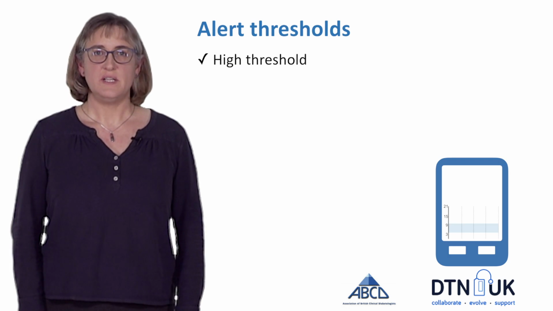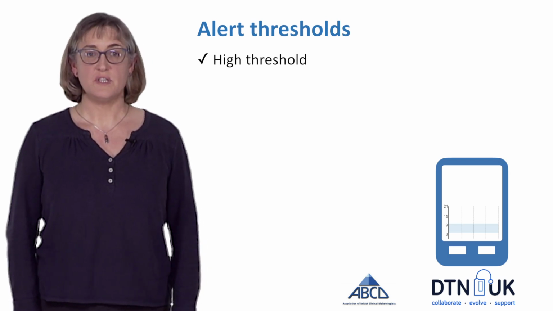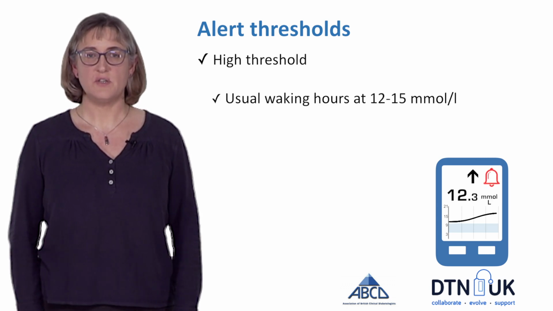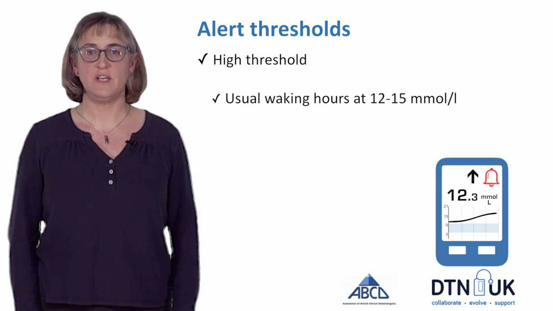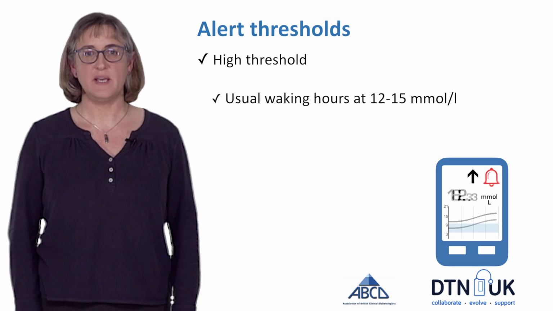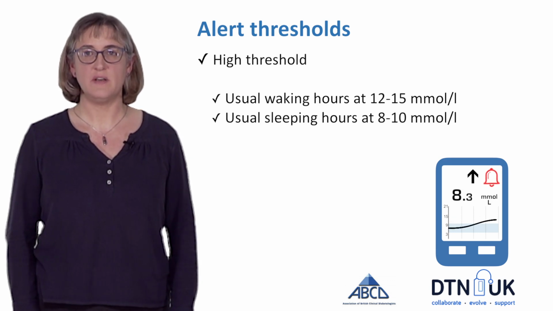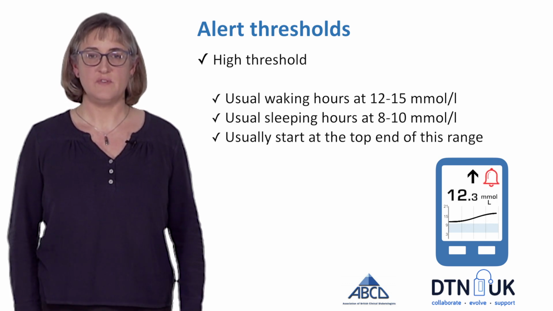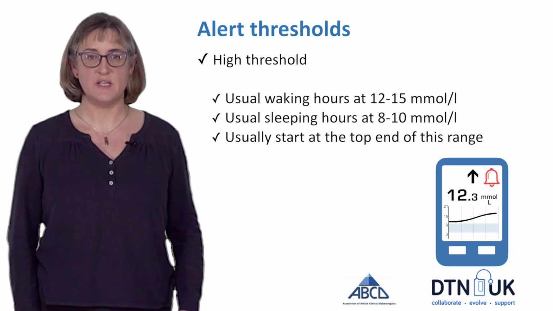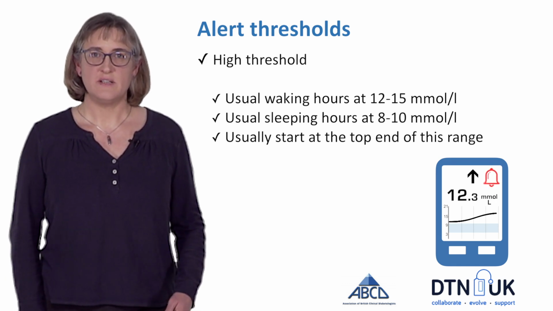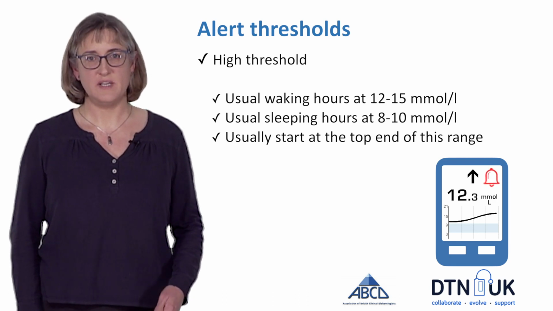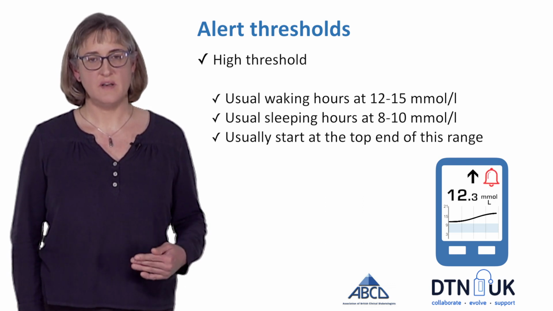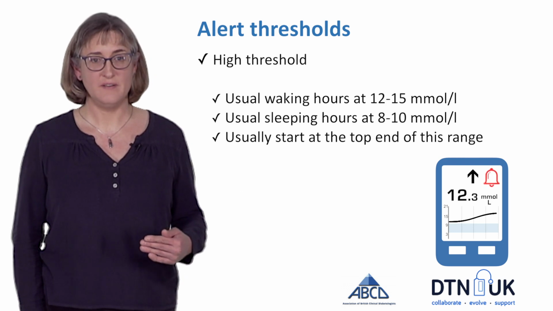So when we set the alerts, we need to decide what threshold to set the alert at, and usually with the high alerts, we start with the threshold during usual waking hours at 12 to 15 millimoles per litre, and usual sleeping hours at between 8 and 10 millimoles per litre. And when people first start, we recommend you start at the top end of this range and then move down to the lower end of this range as you get more used to the system. I know that these thresholds seem high for pregnancy, but it's important that you don't trigger these alarms too often, because otherwise the system will just be too annoying.